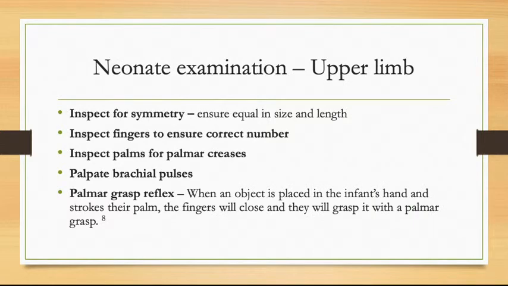Then you're moving on to the arms. Apart from making sure that they're the same in size and length, you need to check if there's the right number of fingers, that there's no polydactyly. You need to look at the palms for palmar creases, because a single palmar crease in both hands is a feature in Down syndrome.